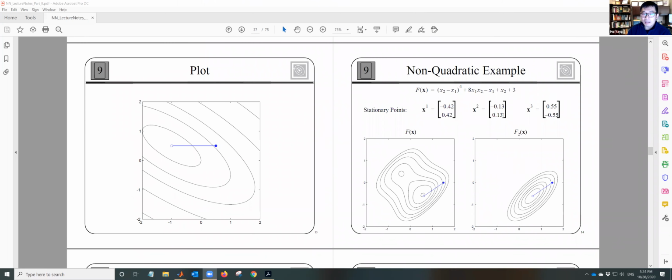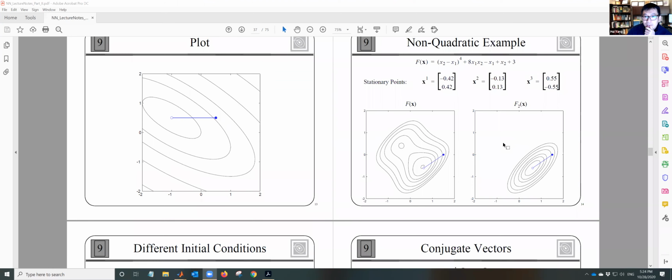So this is a long quadratic example. You have 3 stationary points. You see 1, 2, 3. Hello, folks. There are 3 stationary points. Where are they?